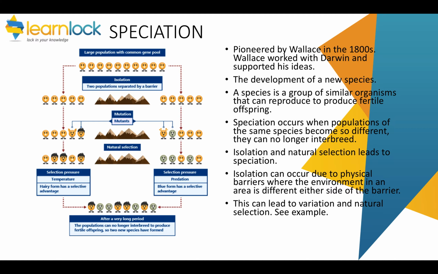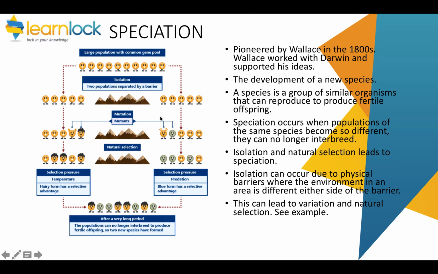Speciation occurs when populations of the same species become so different they can no longer interbreed. One example that can cause this is isolation, due to a physical barrier, like islands being formed, where the environment on one side is different to the other. So the two groups of organisms adapt and become different, and they become so different to each other they are no longer part of the same gene pool. Speciation happens a lot with birds because birds can migrate or move to different areas when other animals might not be able to.